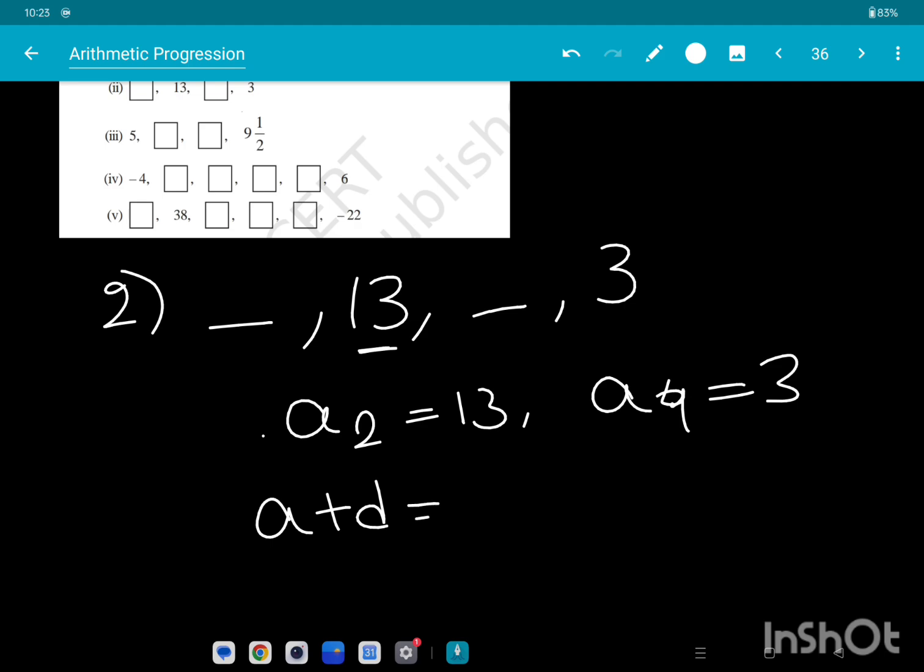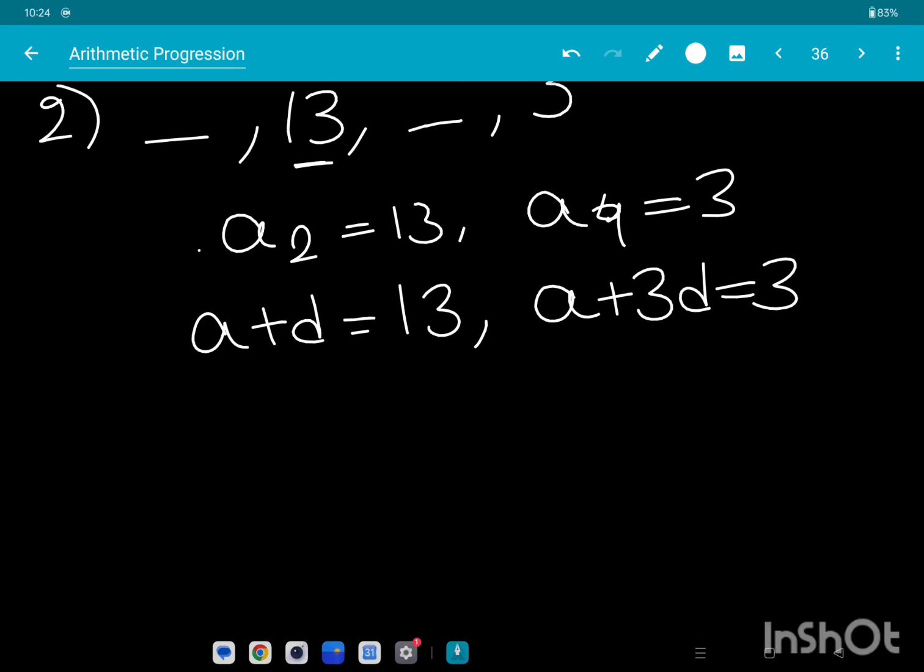A2 means A plus D only, right? So A plus D is equal to 13, and A4 means A plus 3D is equal to 3. By using these two equations, can I find the A and D values? Yes, I can find the A and D values. Let's say it is equation 1 and it is equation 2.